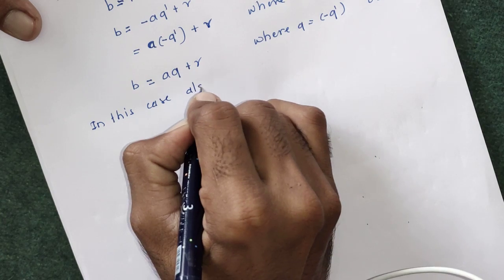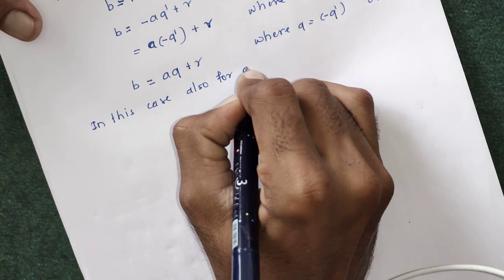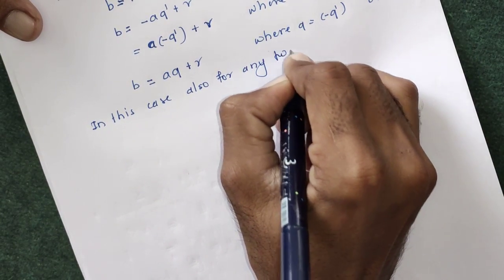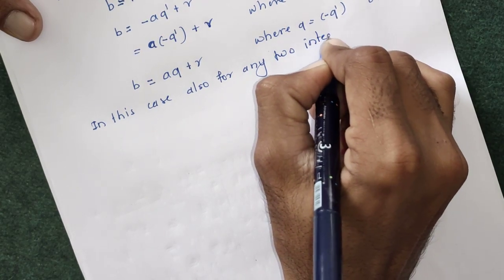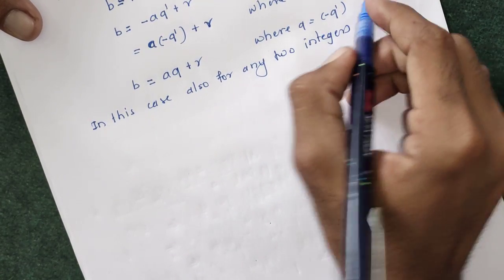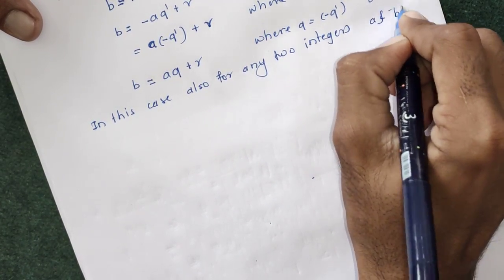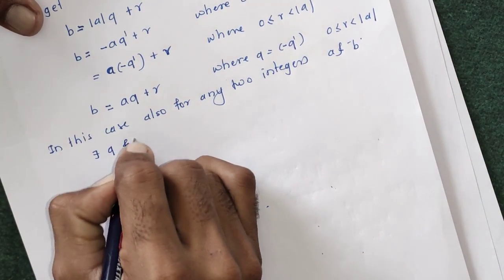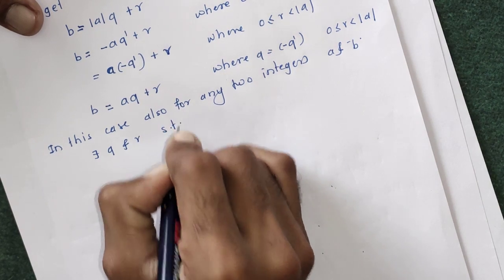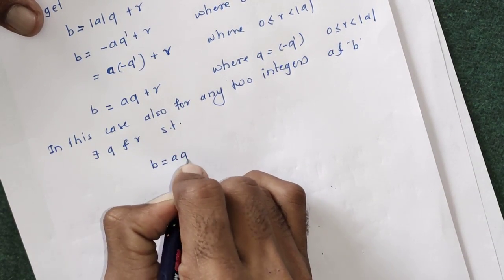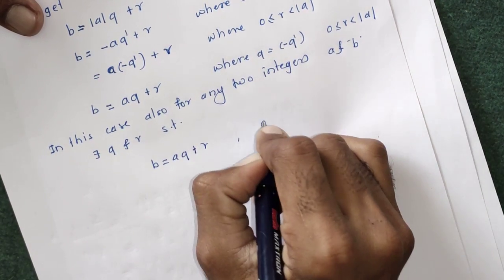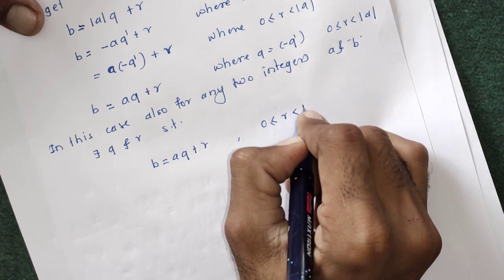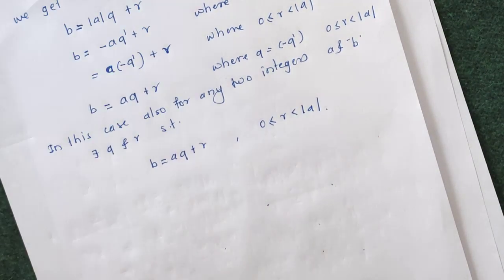Also for any two integers a and b, there exist q and r such that b is equal to a q plus r, where 0 is less than or equal to r is less than mod a.